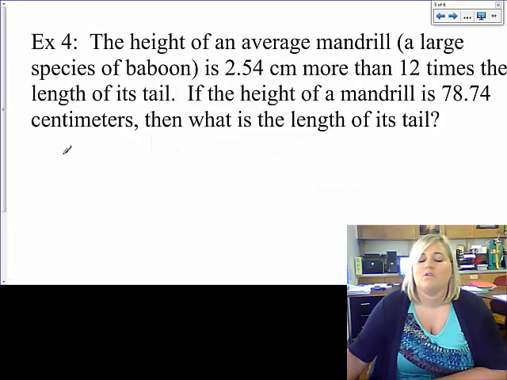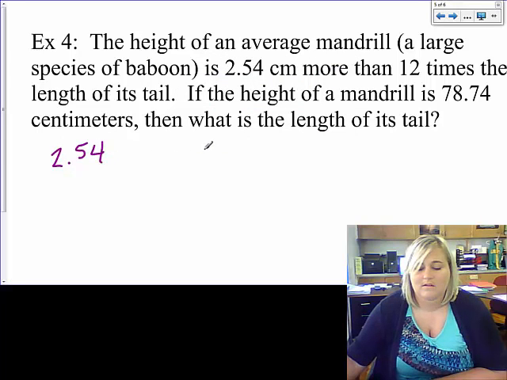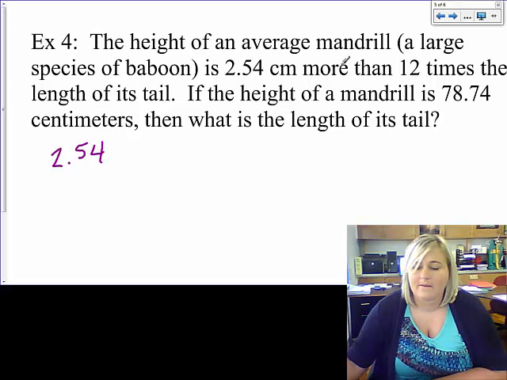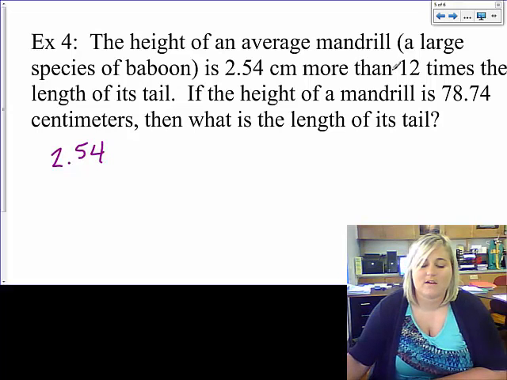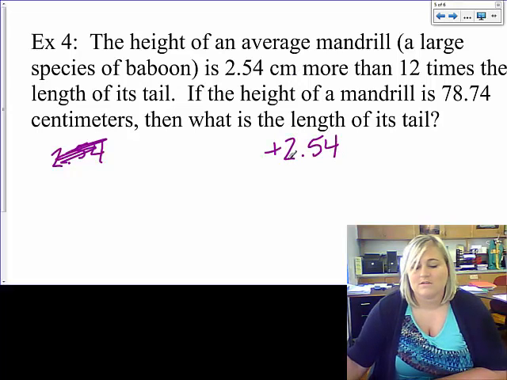So I have 2.54 centimeters more than 12 times the length of its tail. More than means I'm adding it to this, okay? So I shouldn't have written it like that. I'm adding it. Okay, so this means 2.54 more than 12 times the length of its tail. So 12 times the length of its tail, I'm going to put 12t.